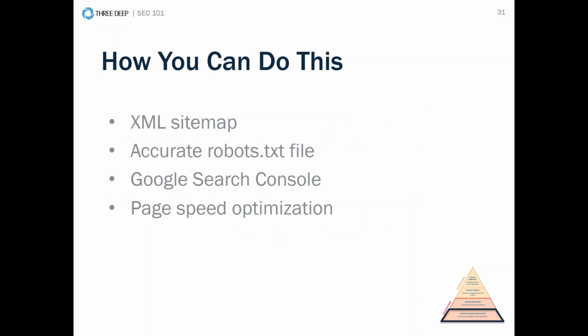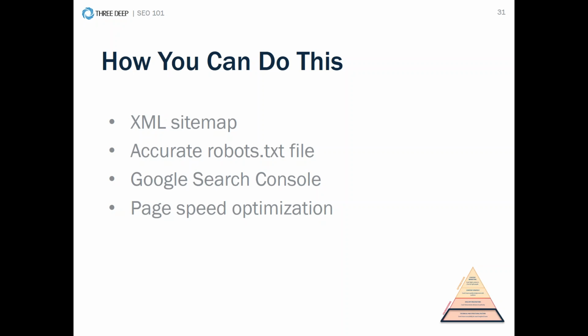There's a couple really important files that you need to have on your site, the XML sitemap and a robots text file. I'm going to talk about exactly what these are in the coming slides. You can use other tools out there to help you optimize your site in terms of getting rid of errors and page speed optimization.